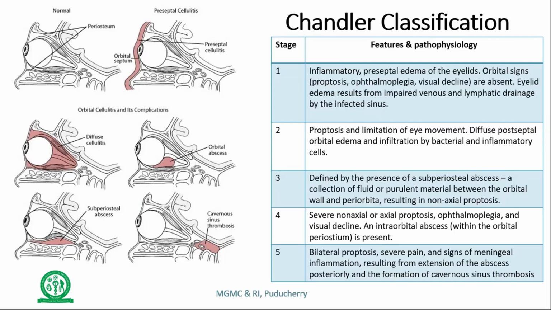The third stage and the fourth stage is where there is a localized collection within the orbit, where you have a subperiosteal abscess between the bone and the periosteum, or a collection within the muscle inside behind the globe, where these will result in severe symptoms. The last one would be posterior extension into the cranial cavity with cavernous sinus thrombosis. CT is essential to make this classification.